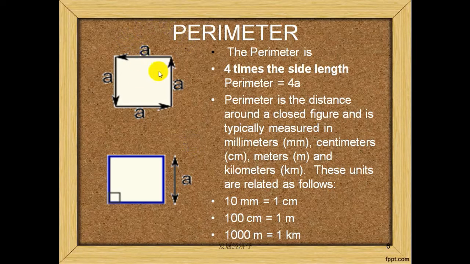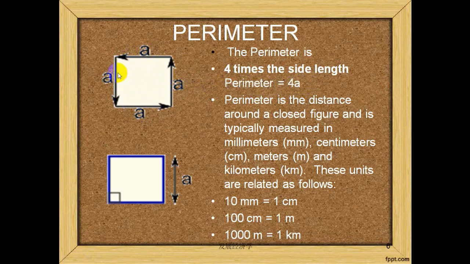So suppose this is a square shape, and we know that the length of all sides of a square are equal. So suppose the length of one side is A, then the length of the other three sides will also be equal to A. So the perimeter is 4 times the side length. Perimeter is equal to A plus A plus A plus A, and this is actually 4A.